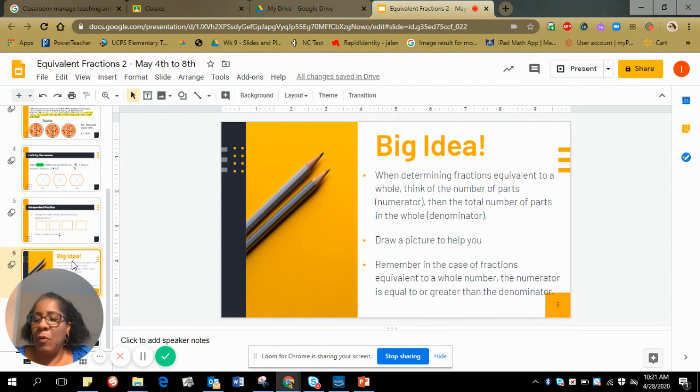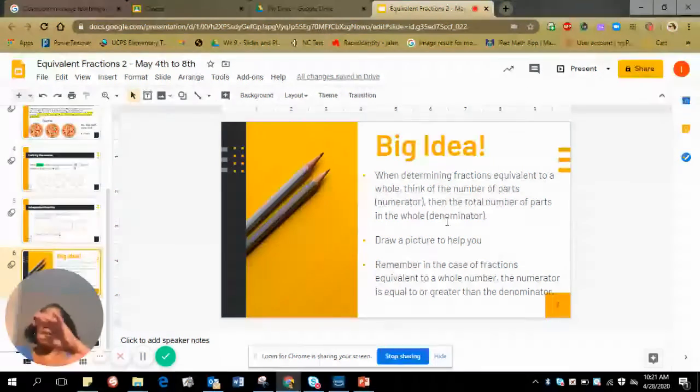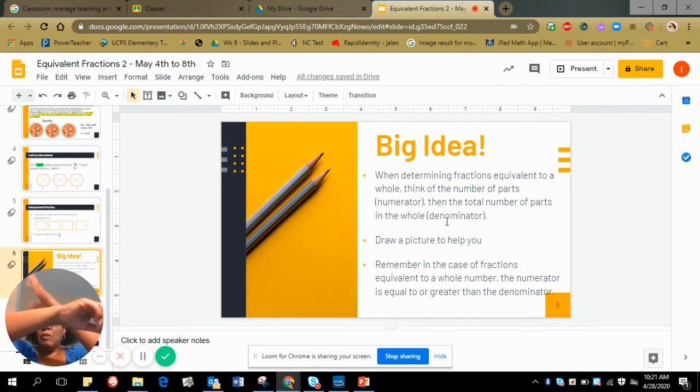So what is the big idea here? What is it we have spoken about? When we started, I said we're going to be talking about equivalent fractions, and we will look in today at equivalent fractions that are equivalent to whole numbers, okay? So when determining fractions equivalent to whole numbers, we need to think of the number of parts, okay? Again, remember, when we talk about the number of parts, we are talking about the numerator. Then we have to think of the number of parts in the whole, okay? Remember, when in the classroom, numerator, denominator, parts in the whole, numerator, denominator, parts in the whole, okay? So we have to think of both the numerator and the denominator. Then you're going to draw a picture to help you, okay?